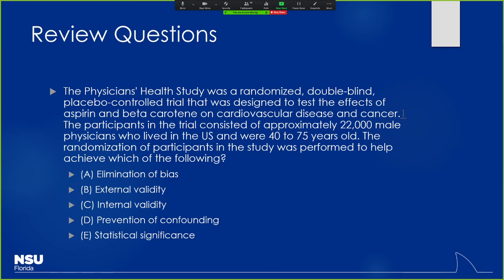Randomization of participants in the study was performed to help achieve which of the following? Why do we do that randomization? Does it eliminate bias? Does it help with external validity, internal validity, prevention of confounding, or statistical significance? C. Anyone else?